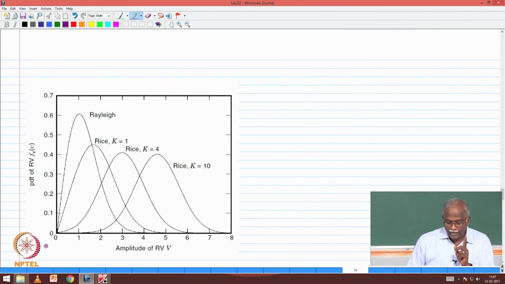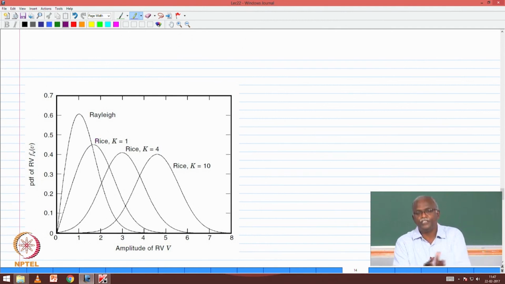The worrisome thing is that this is where the problem is going to lie. Now, if I introduce a line of sight component, what happens? The line of sight component is always present, even when the non-line of sight component becomes very small. So the likelihood of the envelope being slightly larger increases; it sort of shifts to the right. The stronger the line of sight component, the more it is going to shift to the right, and the more it is going to look different from the Rayleigh.